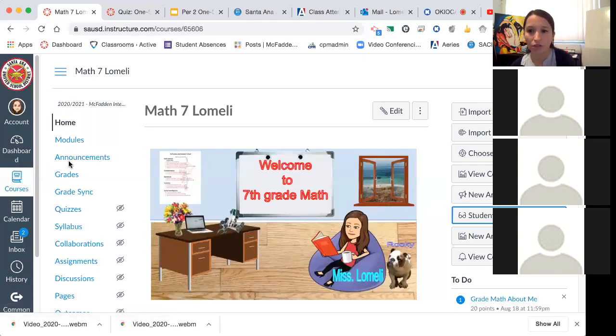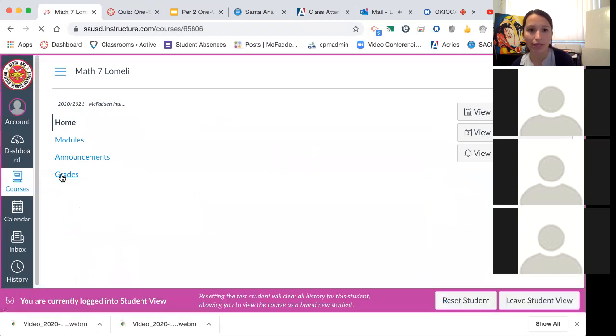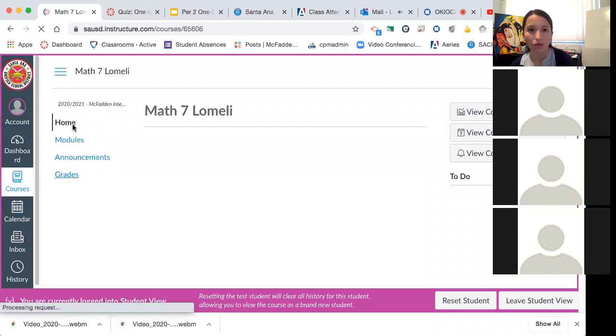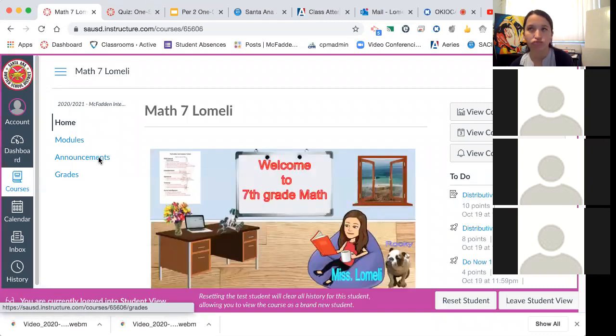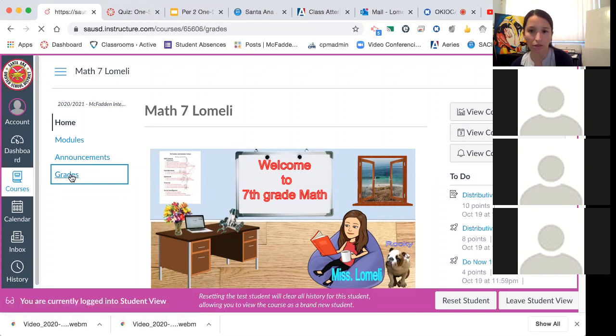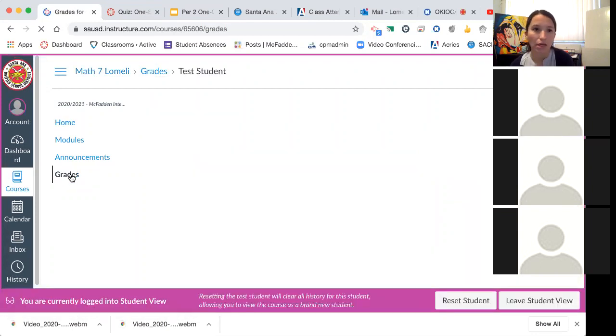If I make myself a student, so I'm in student view, this is what you guys see when you log on. You see home, you see modules, you see announcements and grades. The office hours link is in announcements. If you click on grades, this is just a made up student. It's not anyone in this class.